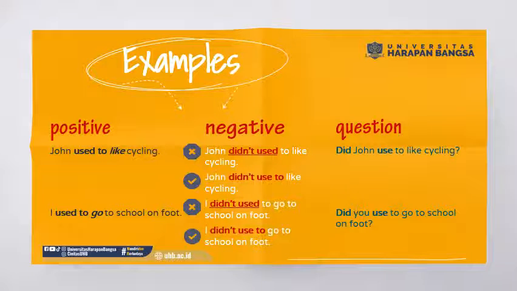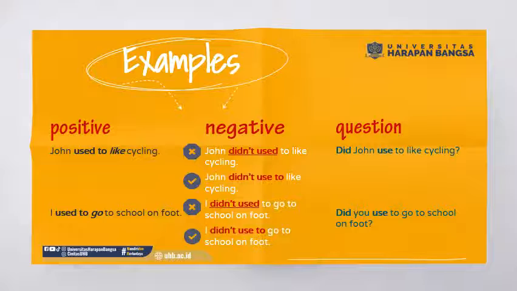Now let's see the examples. Let's start from the positive sentence talking about John's past habit. John used to like cycling. What about the negative one?